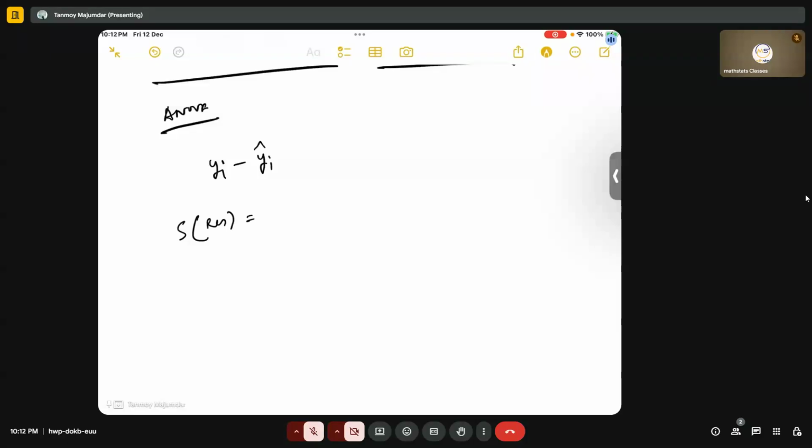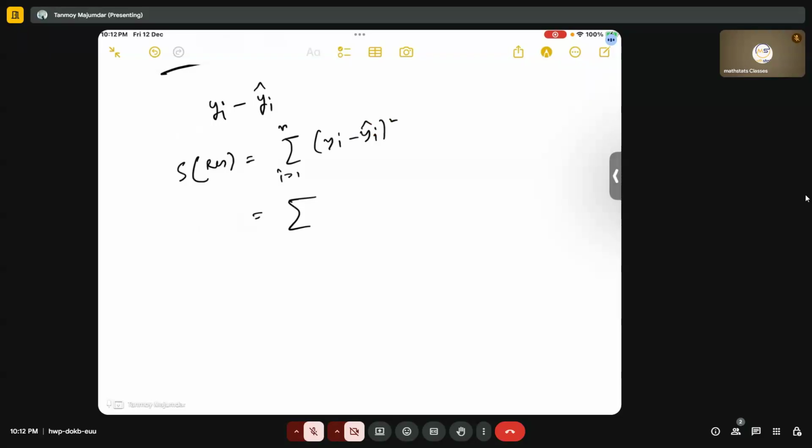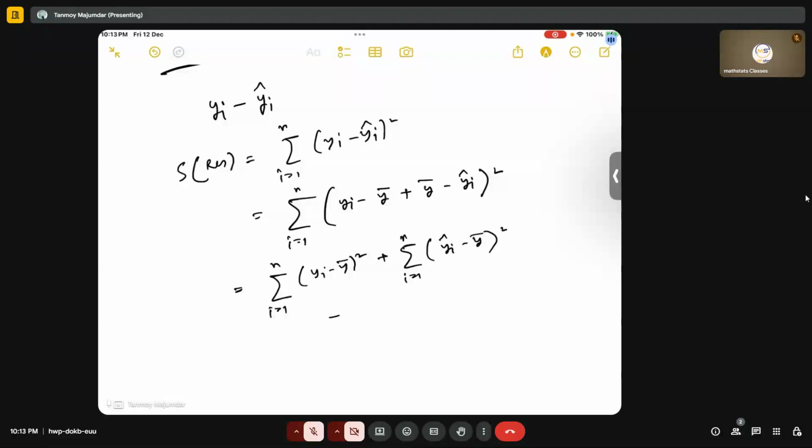So that is equal to the sum of (yi minus yi hat) whole squared, i equals 1 to n. If we write it out, that equals the sum over i equals 1 to n of (yi minus y bar) whole squared, because what we did is add minus y bar plus y bar, we equated it. That is equal to the sum over i equals 1 to n of (yi minus y bar) whole squared plus the sum of (yi hat minus y bar) whole squared, we took the whole square of both. And there will be a minus, the 2ab term.